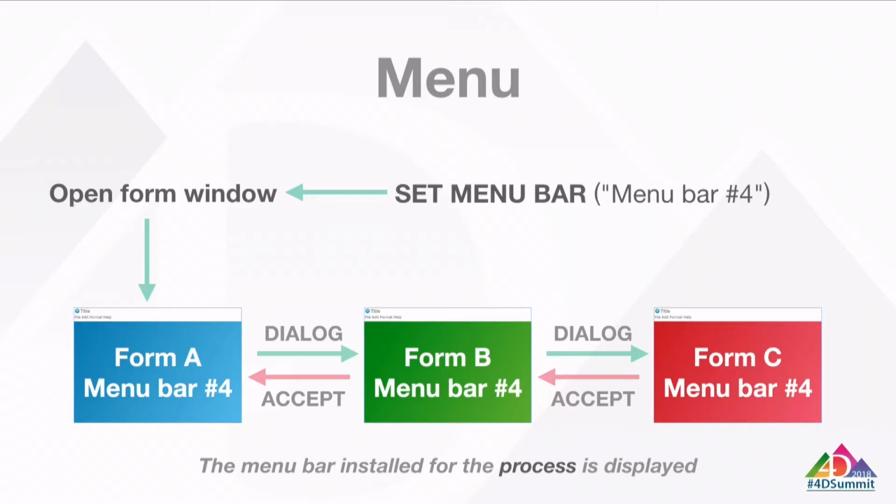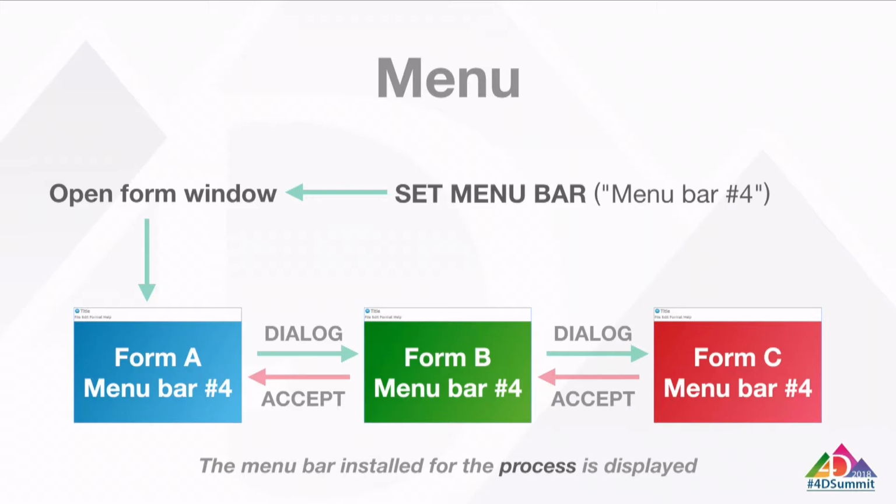So here in this slide example, I called Set menu bar to install menu bar number 4 for my current process, which means that if I open a new window and a dialog, then the same menu bar will be displayed for that window as well. And you can cascade dialogs. By dialog, I mean the DIALOG command or ADD RECORD or MODIFY SELECTION or any command that starts a dialog. Then, again, the newly displayed form will automatically, because it's the same window, display the current process's menu bar. So that's an example of a window displaying the menu bar for the current process.